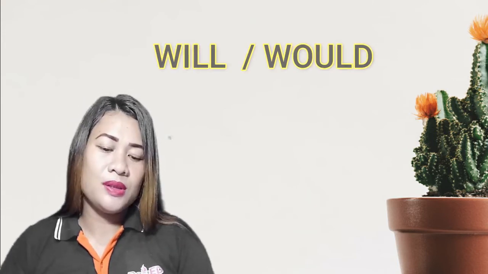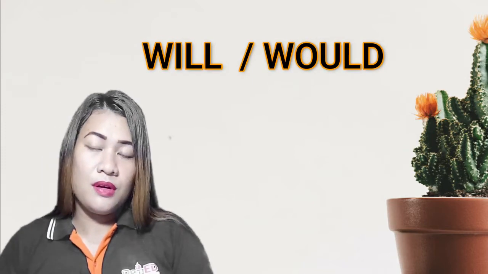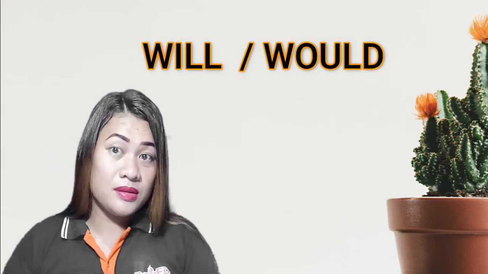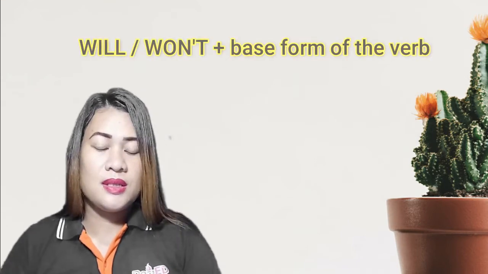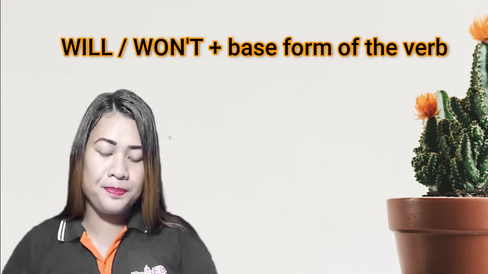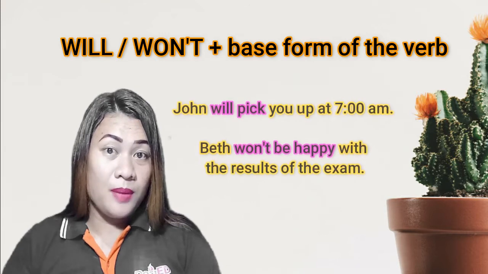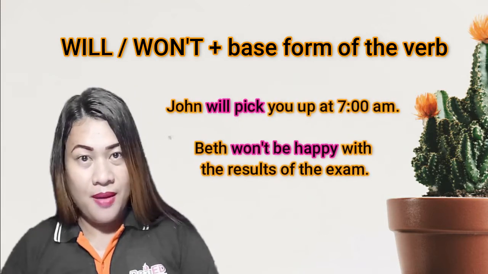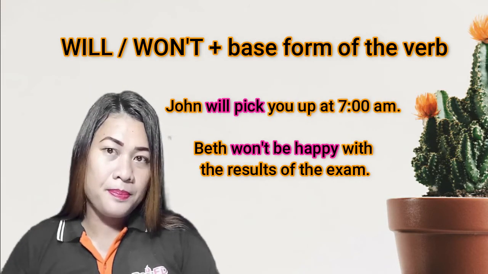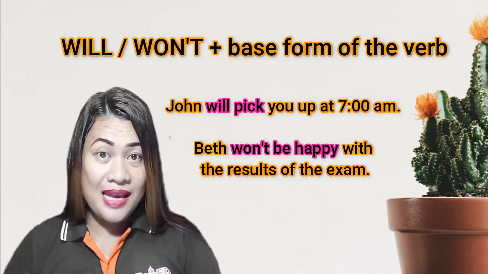And the last one, let's talk about the modals will or would. So the combination, if you're going to use this one to construct a sentence, is will or won't plus base form of the verb. Example: John will pick you up at 7 a.m. Beth won't be happy with the results of the exam.